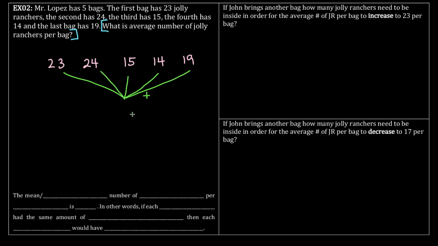So I need to add these. 23 plus 24 plus 15 plus 14 plus 19. So we have a total of 81. It looks like 81. Let me see. 23 plus 24 plus 15 plus 14 plus 19 equals 95. Okay, that was weird. Okay, that's a lot better. Well, this is correct. So I have 95 total Jolly Ranchers.